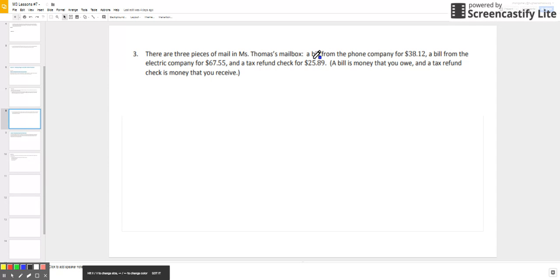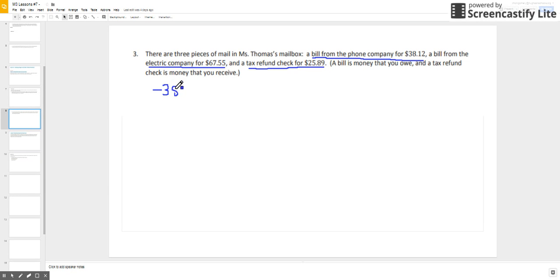So let's go ahead and first identify the numbers we have. We have a bill from the phone company for $38.12. We have a bill from the electric company of $67.55, and then we have a tax refund check of $25.89. So, like I said, I like to first identify the numbers that we're given. First, we have the negative 38.12. The next number we're given is another bill for an electric company, so that's a negative. If it's a bill, it's a negative.